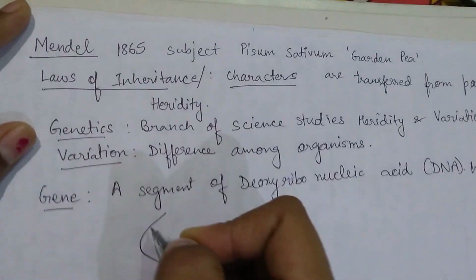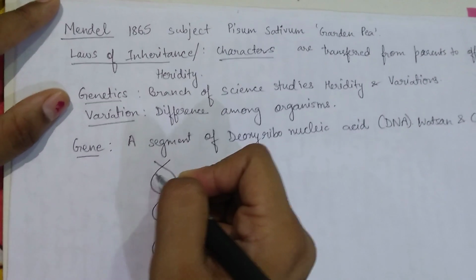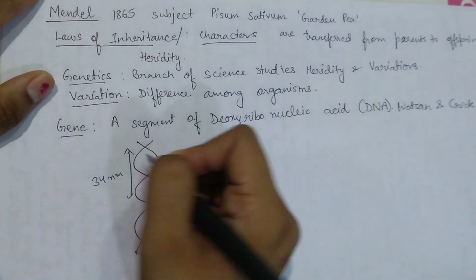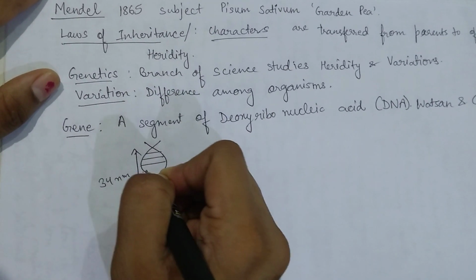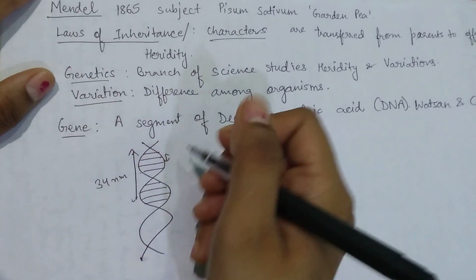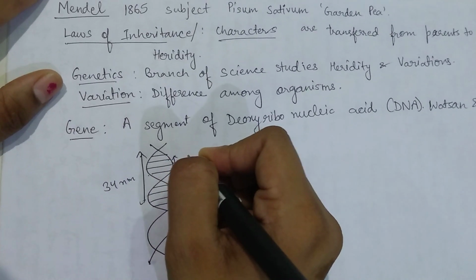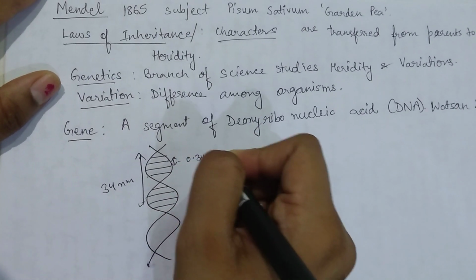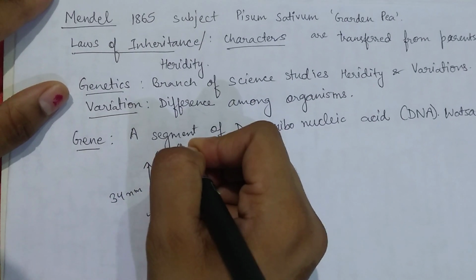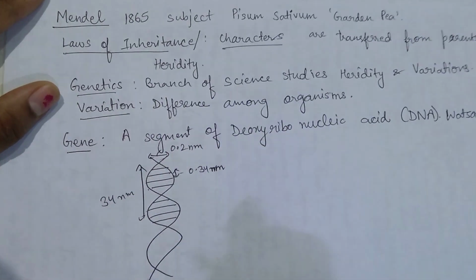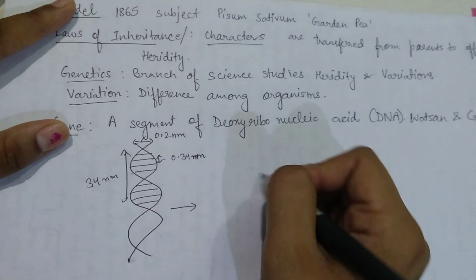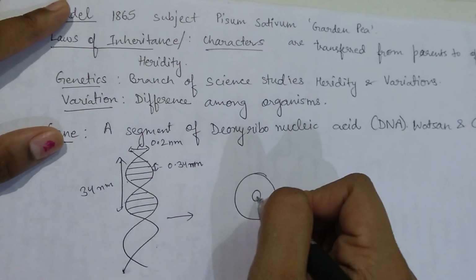DNA is a double helical molecule having one turn of 34 nanometers, and it has approximately 10 base pairs in each turn. The distance between single base pairs is 0.34 nanometer, and the diameter of the DNA is 2 nanometers. So this is the genetic material which is present in the nucleus of a cell.